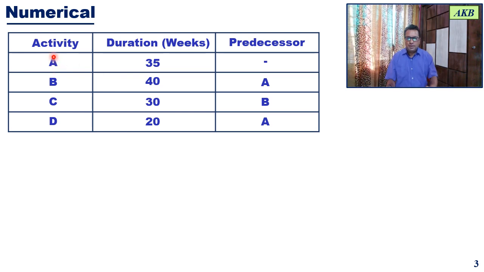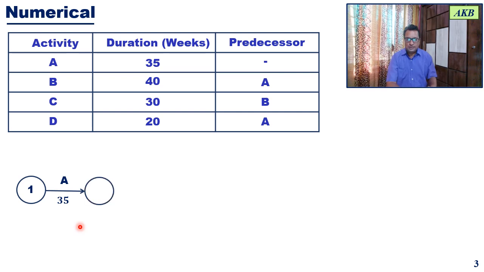So there will be a starting event for that activity, and there will be an end event for that activity. Event 1 will be the start event for the first activity. The first activity is activity A, and it is going to proceed for 35 weeks, and then it will get completed at event 2. So for activity A, 1 is the starting event and 2 is the end event.